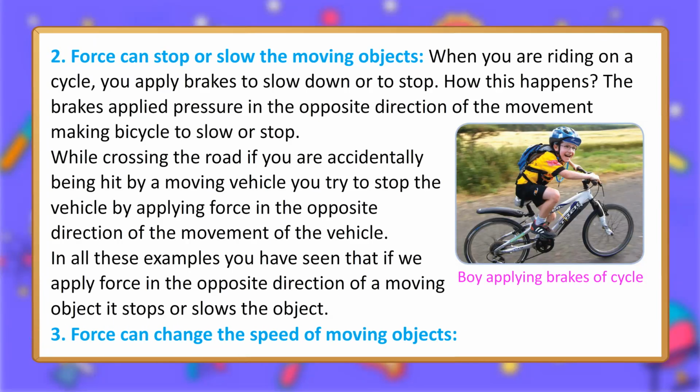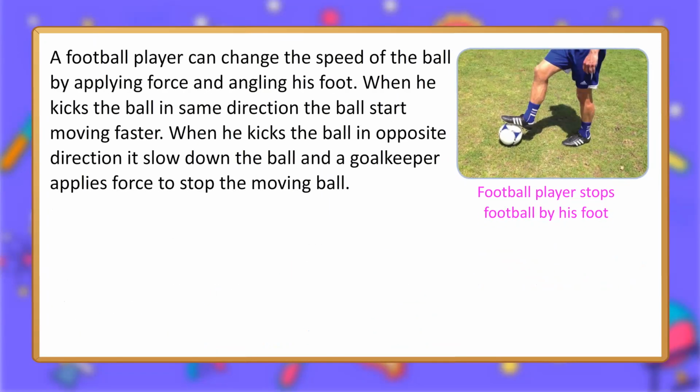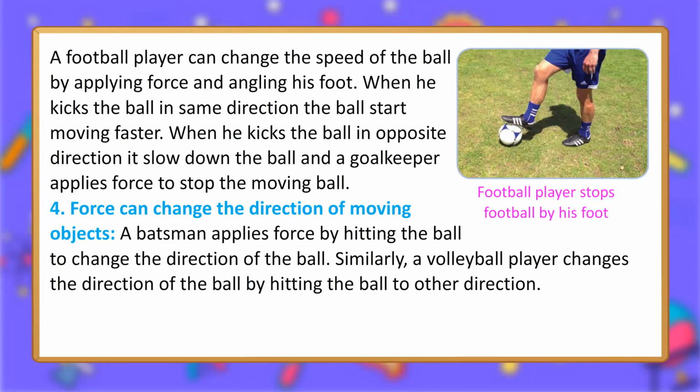3. Force can change the speed of moving objects. A football player can change the speed of the ball by applying force and angling his foot. When he kicks the ball in the same direction, the ball starts moving faster. When he kicks the ball in the opposite direction, it slows down the ball, and the goalkeeper applies force to stop the moving ball. Football player stops football by his foot.